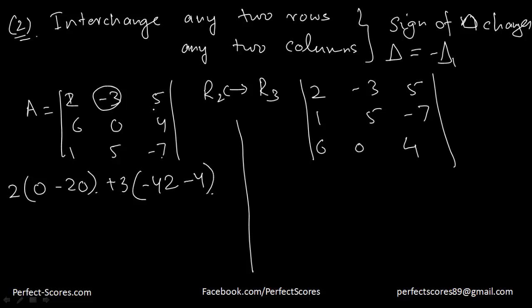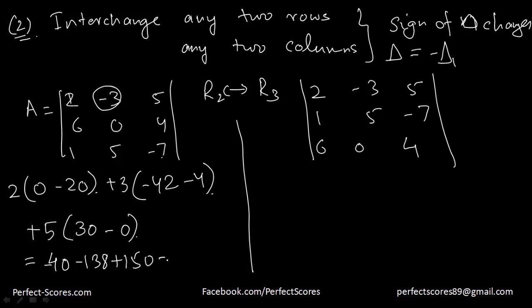Then what do I have? I'm going to fix this 5, and this is going to be 30, minus 0. So this is what we have. We have 2 into 0 minus 20. Then we have positive 3 into negative 42 minus 4. And this is what we have. So if we solve this, this becomes negative 40, negative 138, and positive 150, which is actually equal to negative 28.